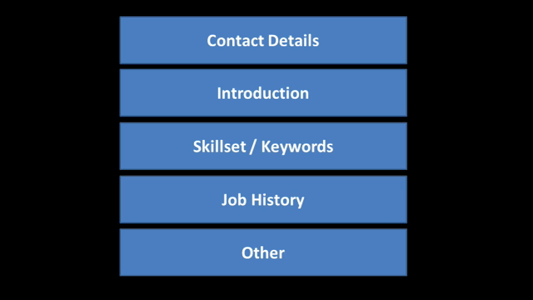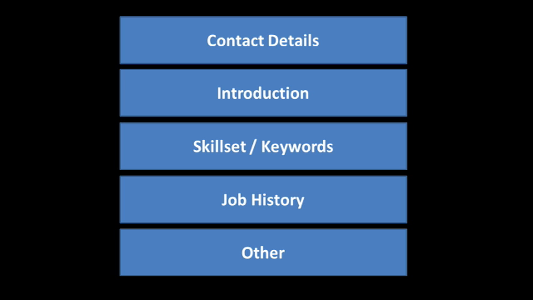As such, let us first define the structure of a resume and then discuss in detail the objectives of every section. A typical software developer resume will contain the following sections in order of priority: contact details, introduction, skill set/keywords, job history, then anything else at the end. Let us explore each of these sections in detail.